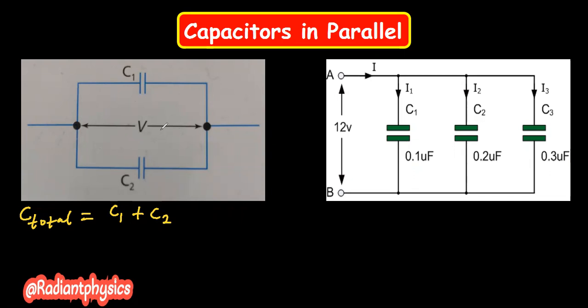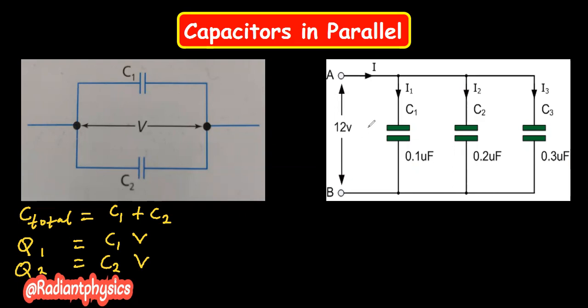And then we can also find the charge on each capacitor, by using the simple equation that Q1 is equal to C1 multiplied by the potential difference, or the voltage here. And the same thing is applicable to this capacitor: the charge stored on it is going to be Q2 equal to C2 multiplied by the voltage here.